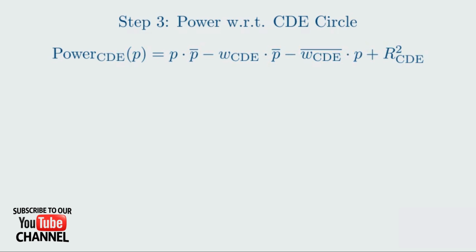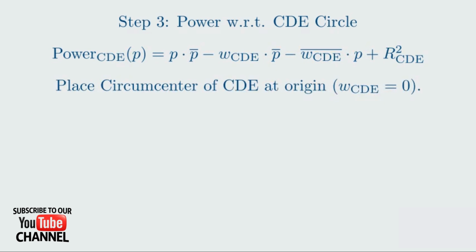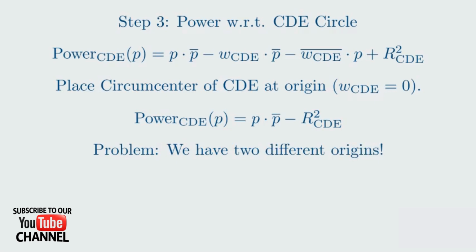Let's simplify it using the same trick we used for the AEF circle. Let's place the circumcenter of the CDE triangle at the origin. Then, W_CDE is 0, and the power simplifies to P times its conjugate minus R'_CDE squared. This means for a point P on the CDE circle, P times its conjugate must equal R'_CDE squared. But now we have 2 different points for the origin. This is a problem. The power of a point must be defined relative to a fixed coordinate system. We can't change the origin for each circle. This is a very common misconception and an important learning point in geometry.